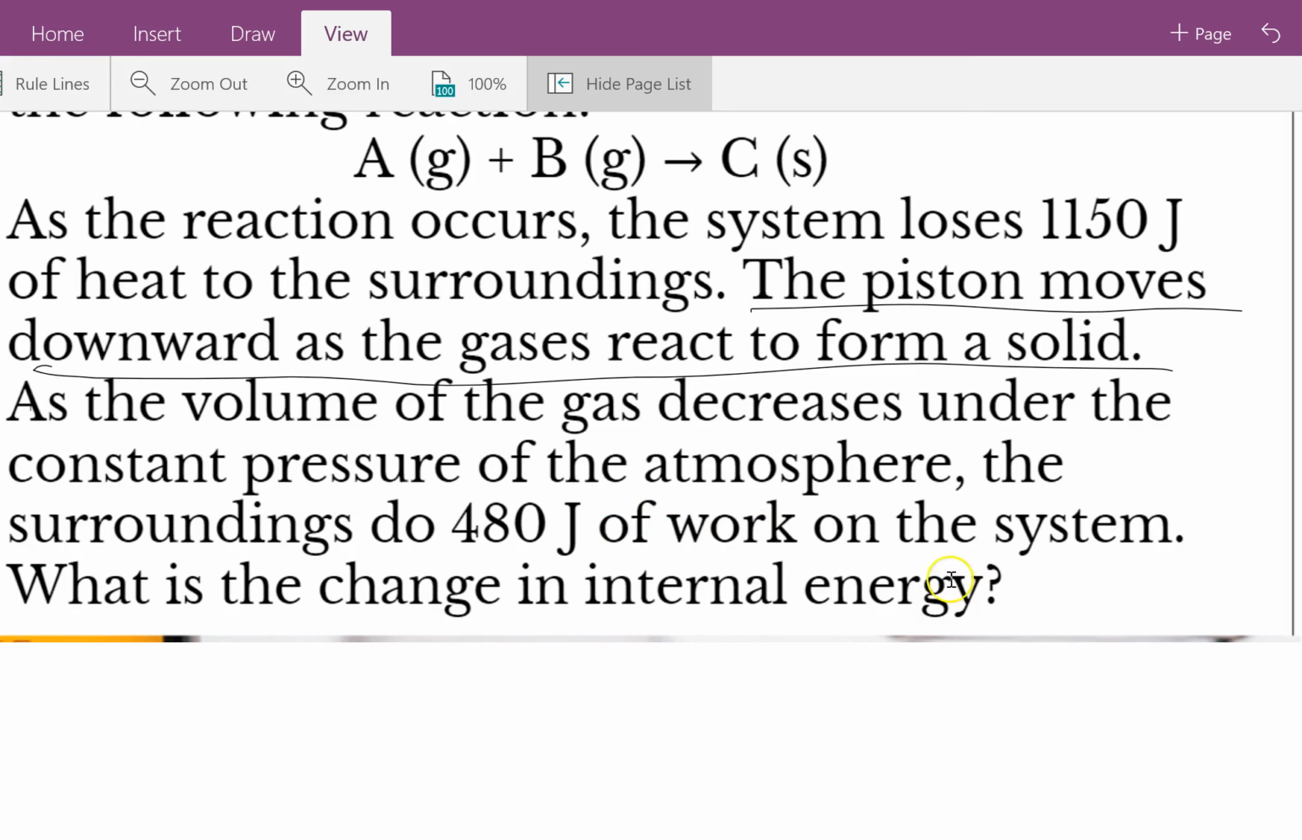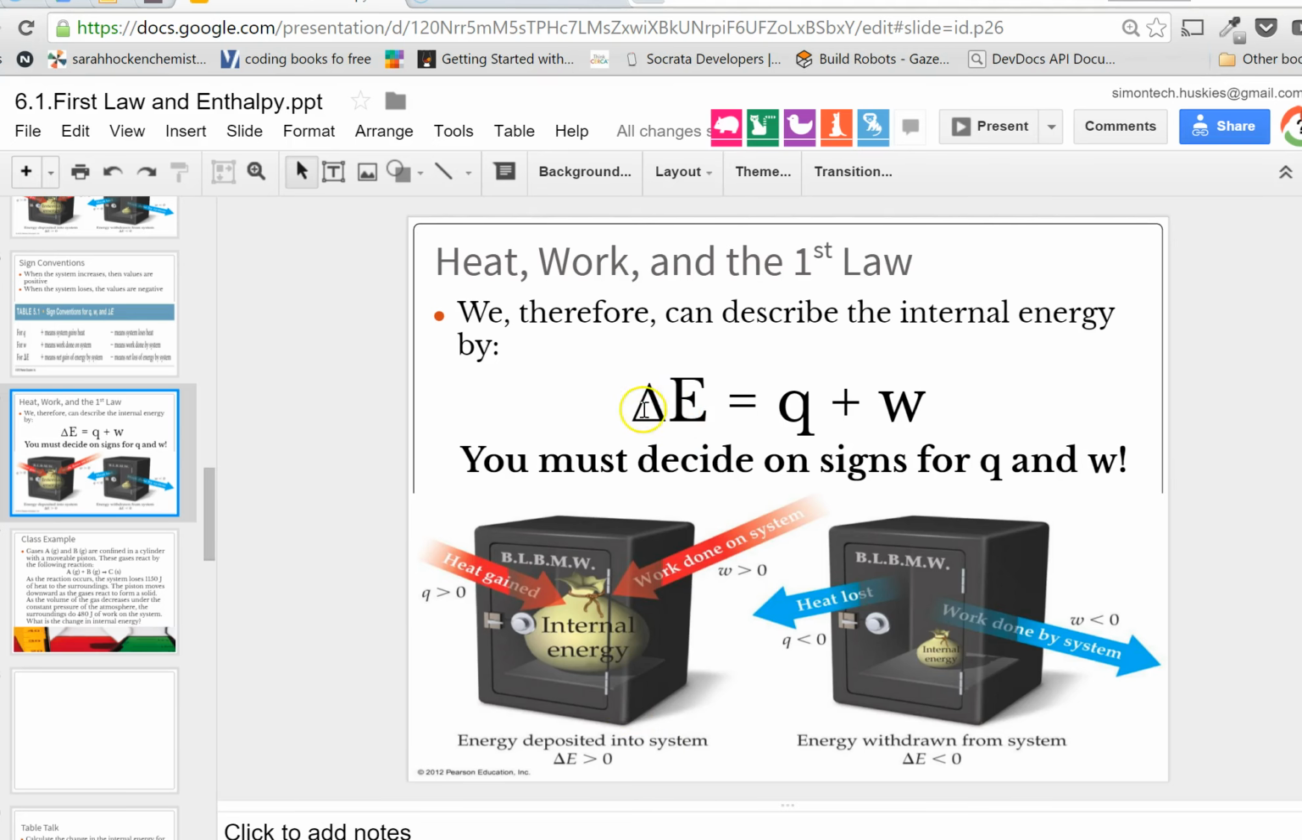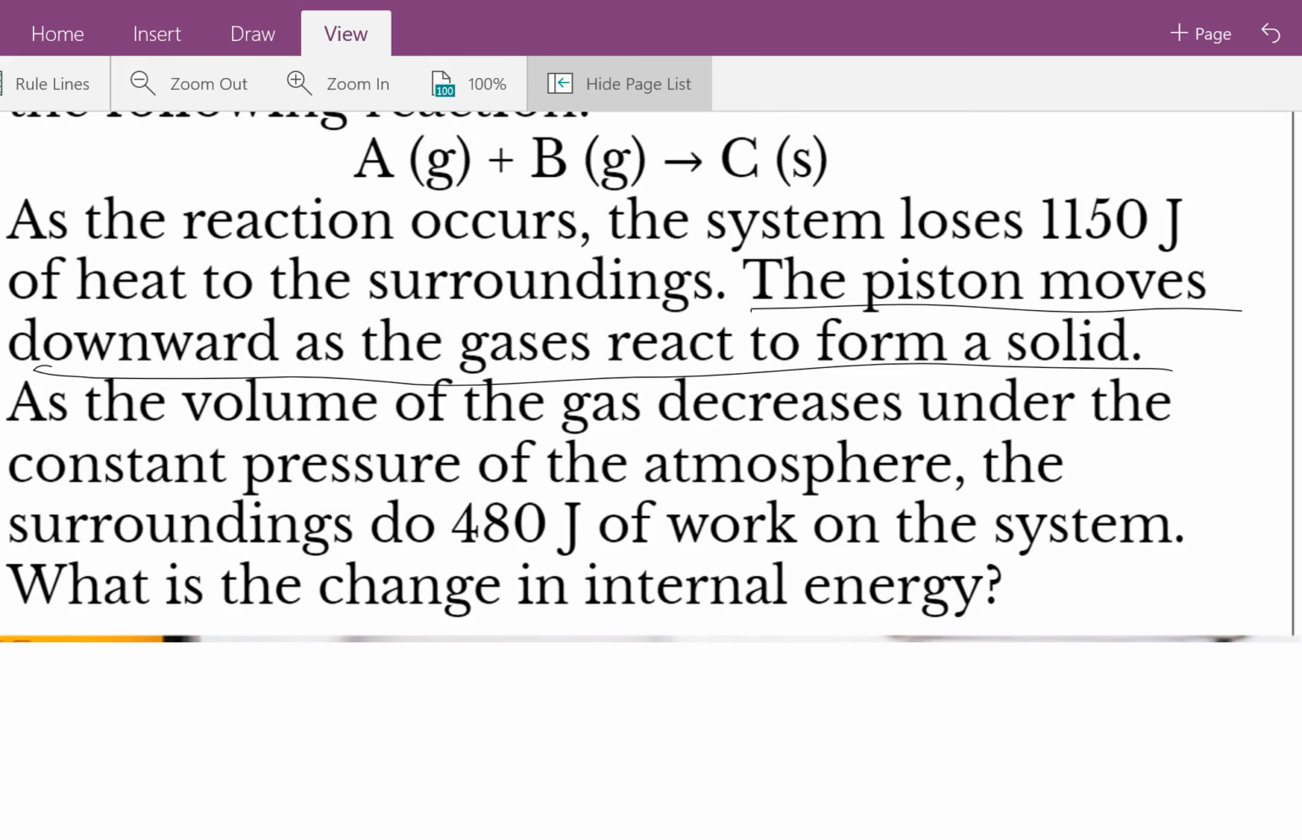What is the change in internal energy? Well, if we check this out, it says the change in internal energy is equal to Q plus W. Q being the heat lost, W being the work done on or by the system. Delta E equals Q plus W.